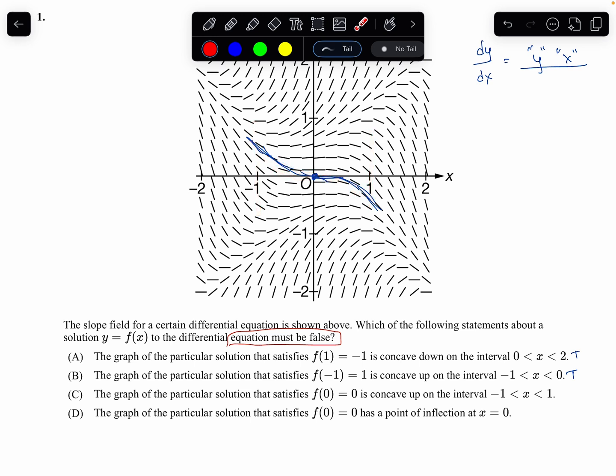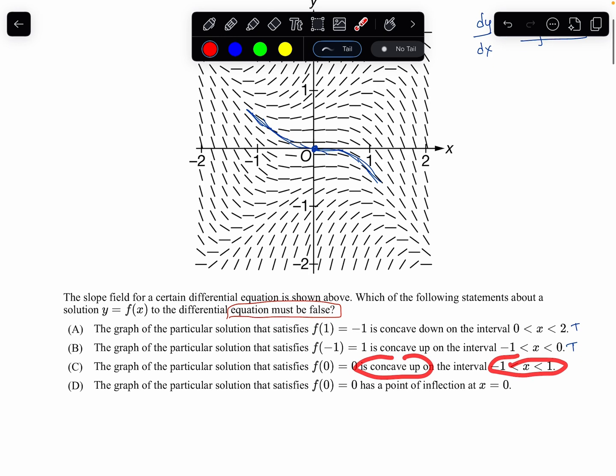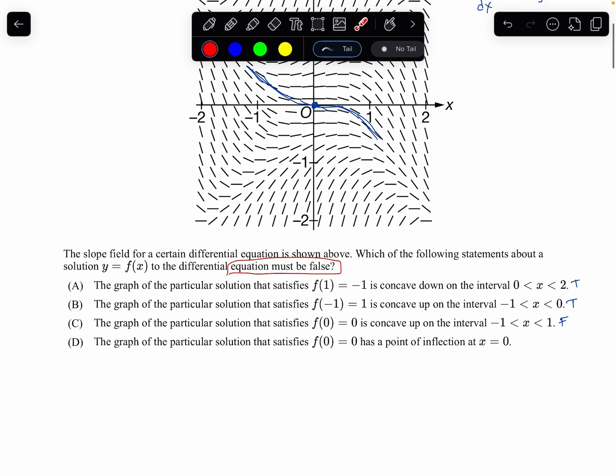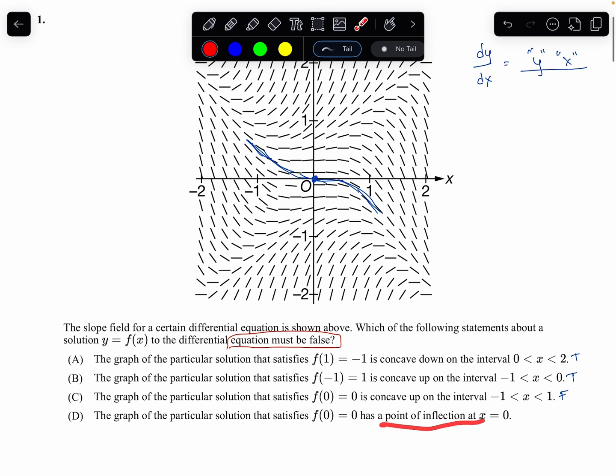I think that the curve that passes through the point 0, 0 on the slope field is going to be both concave up and concave down on the interval from negative 1 to 1. So I think that this is false right here. But let's check this last one. The graph, so 0, 0 has a point of inflection. Okay, well that would be true here. That's what it looks like. So here I said it was concave up, and here I said it's concave down, which would make that a point of inflection. So I think that would be true. I'm going to go with C on this one right here.